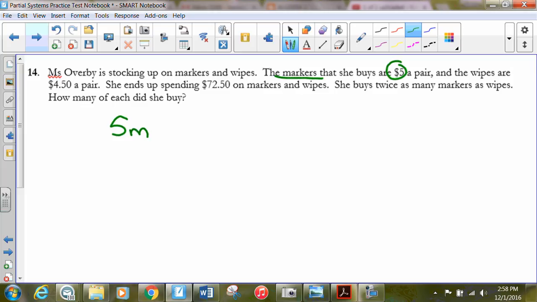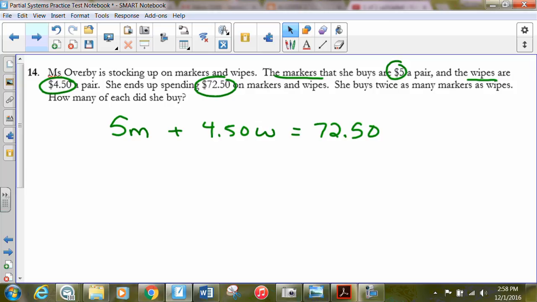And then the wipes are $4.50 a pair. So I buy markers and I buy wipes that cost $4.50. And then altogether, I spent in this problem $72.50. So that's one equation down. Now the second equation is a little confusing, and so I hope to help you to understand this.